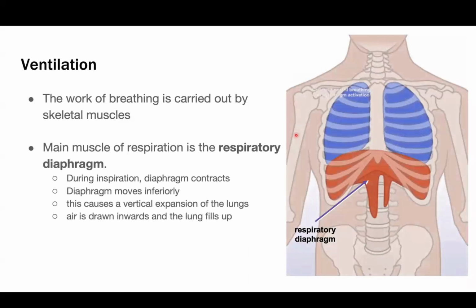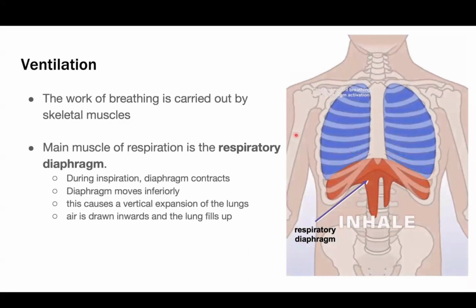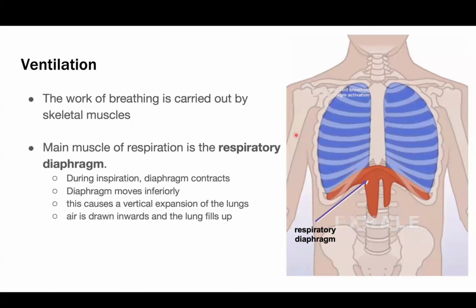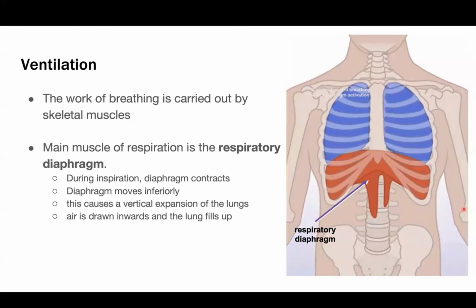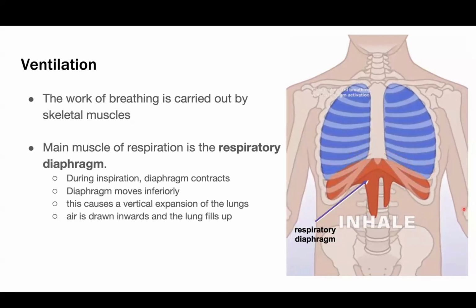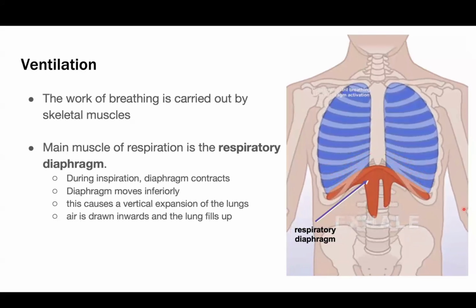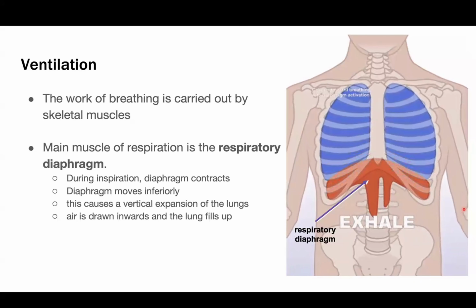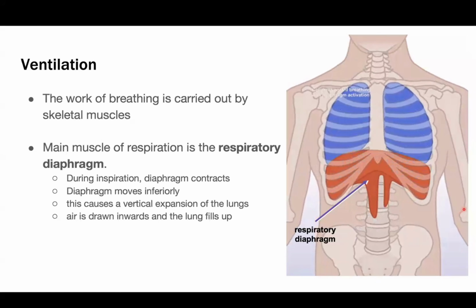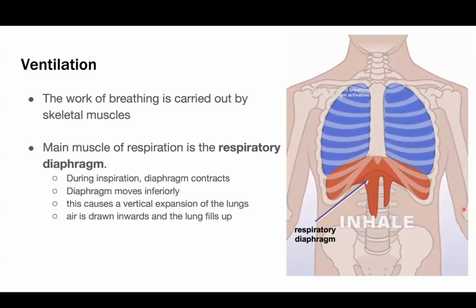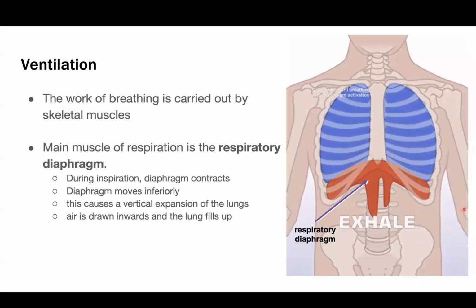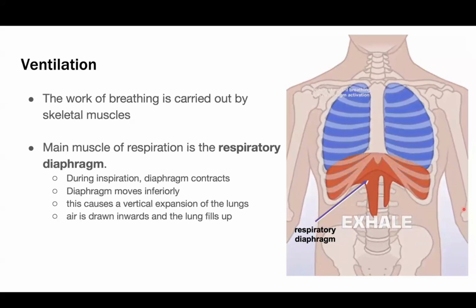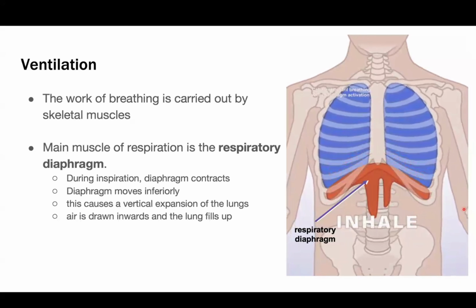Now, let's talk about how ventilation actually works mechanically. This little animation over here depicts that the work of breathing is done by skeletal muscles. The lungs themselves are passive. They just follow what the chest wall does. The primary muscle of respiration is the respiratory diaphragm. It's a dome-shaped sheet of skeletal muscle that forms the floor of the thoracic cavity.